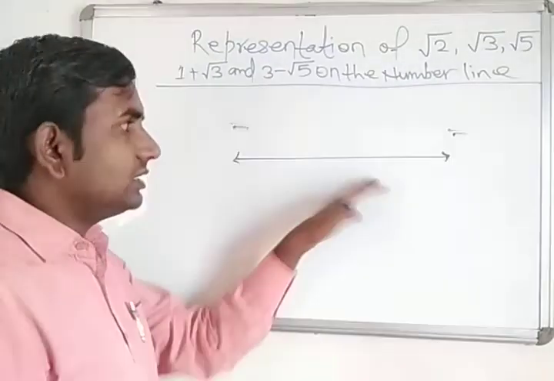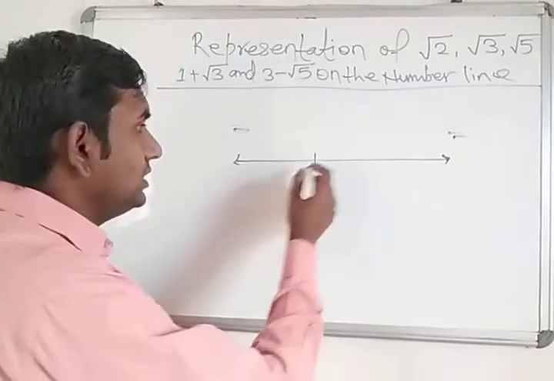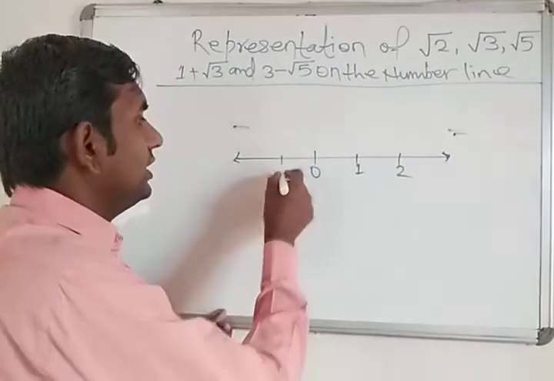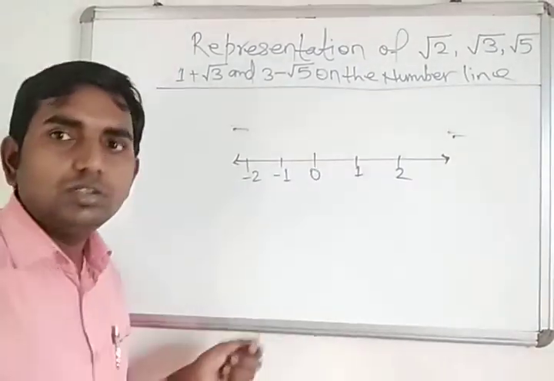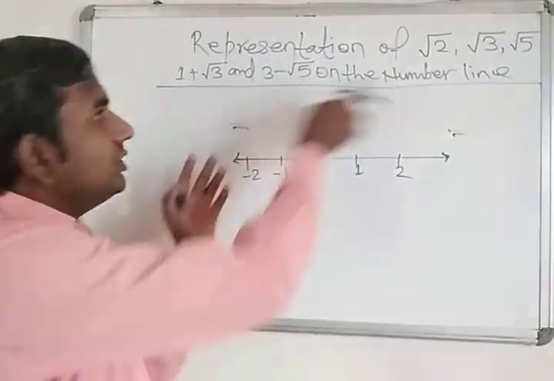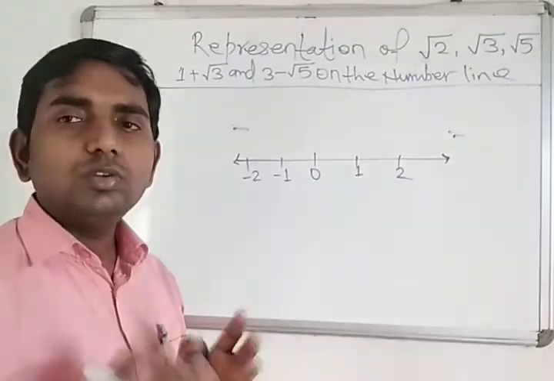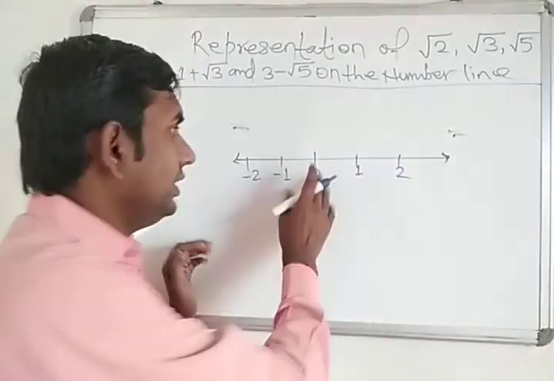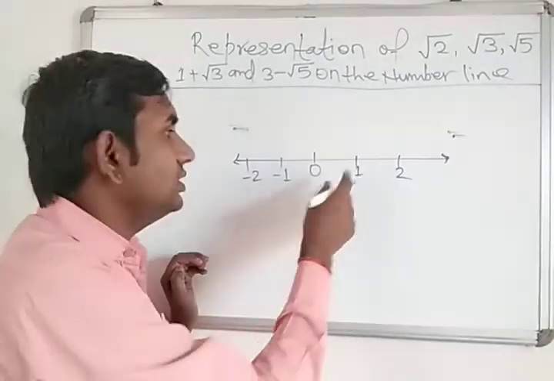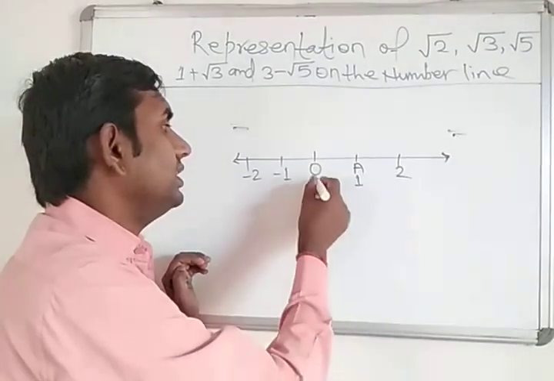Suppose this is a number line and here we have to write the numbers. Here is 0, here is 1, here is 2, and here we have minus 1, here is minus 2. Now we want to represent under root 2 on the number line, so we take 1 unit length. This point is O, which indicates 0, and in place of 1 we take A. Here is 1 and here is 0.